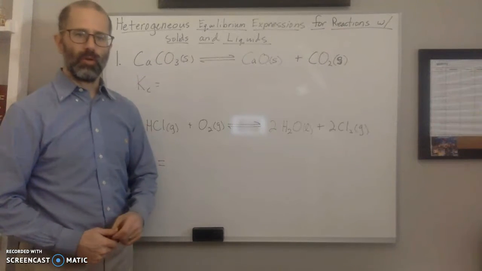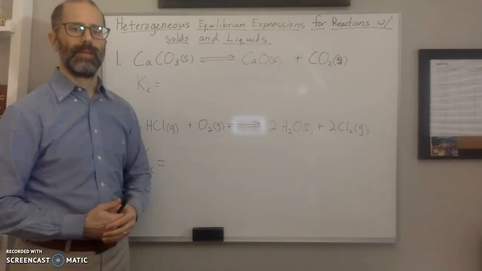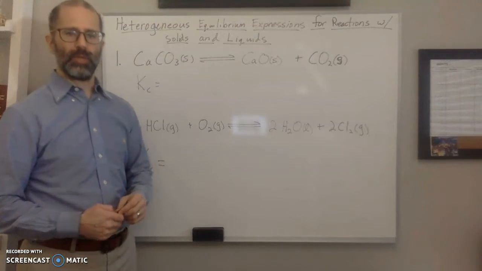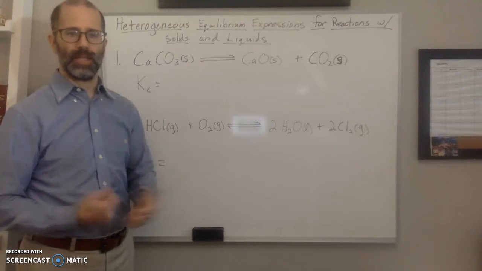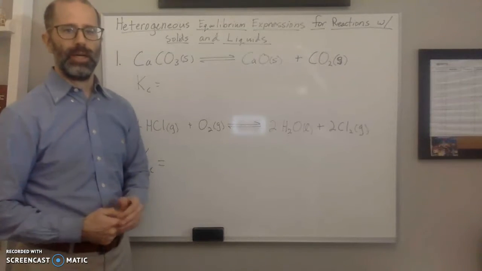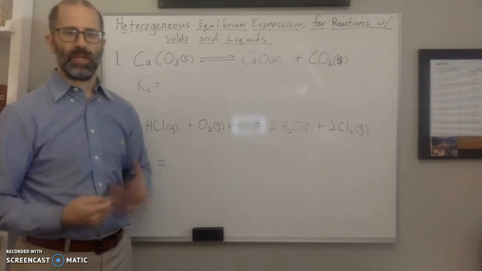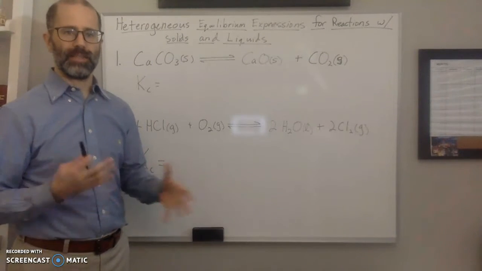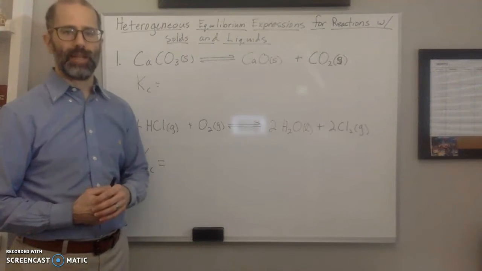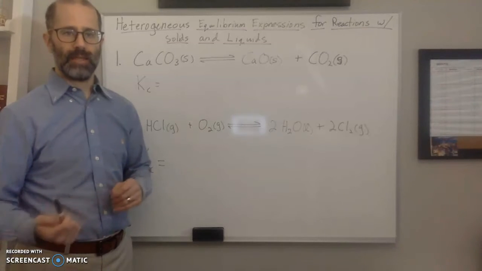My name is Mr. Cobalt, and in this video I'm going to be going over how to write the expression for the equilibrium constants when you have solids and liquids as part of your reaction equation. And again, these are called heterogeneous reactions. Heterogeneous because you've got different kinds of states involved in your reactions, and in this case some of those states are going to involve some solids and liquids.